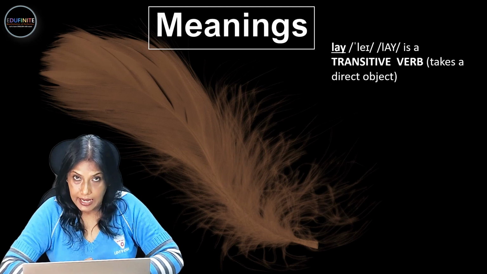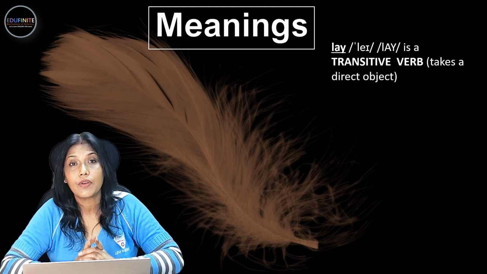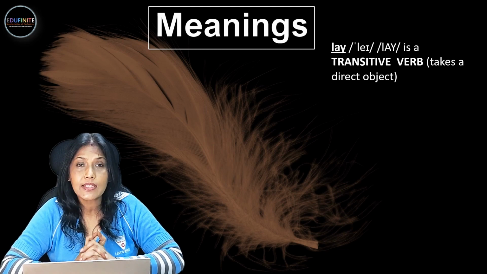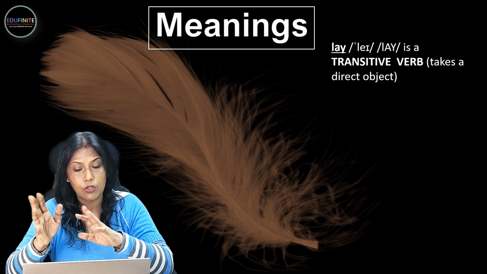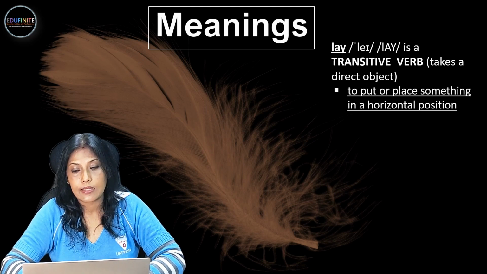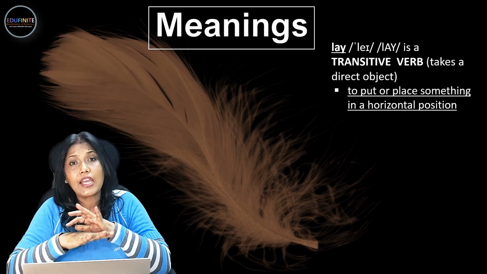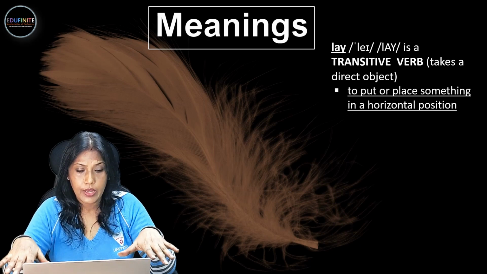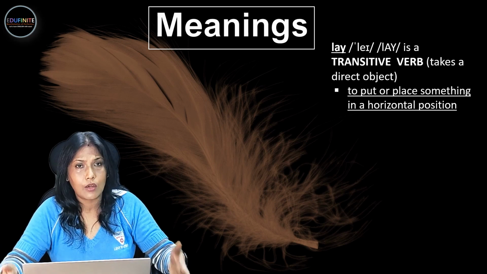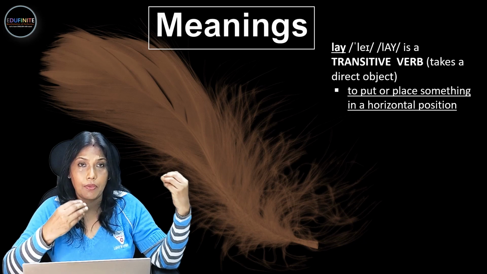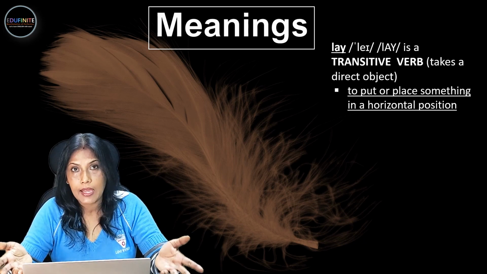So lay is a transitive verb. That means it will always take a direct object. There will be a noun after it, a direct object. Next, the first meaning is to put or place something in a horizontal position. So you place something somewhere, maybe on the desk, on the table, on the ground, on the bed. You put it horizontally. So verb lay means that.